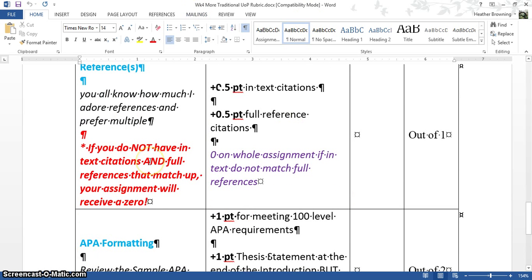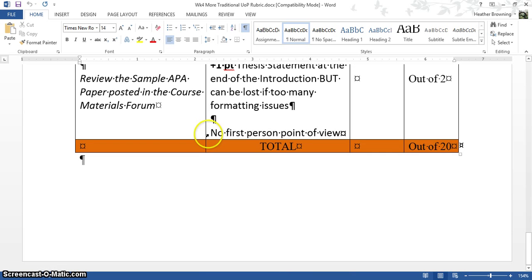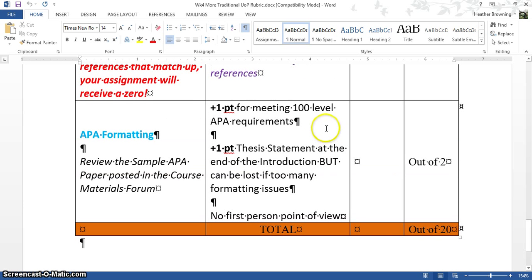Again, references, make sure you have a full reference. You'll get a 0 if you don't. You need to have an in-text citation. You'll get a 0 on the paper if you don't. You need to double space. You'll get a 0 on the paper if you don't. If you have first-person point of view, I will take off a lot of points. If you do not have a thesis, I will take off a lot of points. Since I gave you a thesis, I think that's fair.